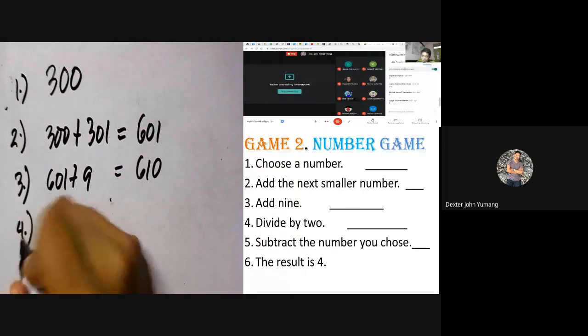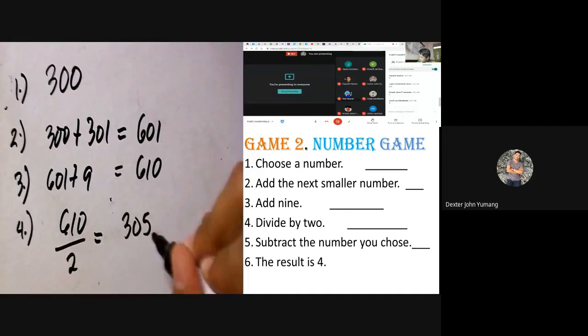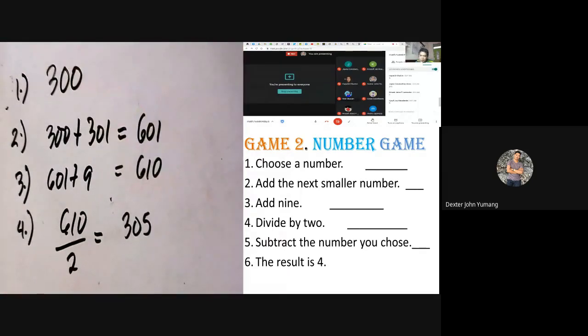Number 4. Divide it by 2. Yung 610 dito, i-divide mo daw sa 2. So, 610 divided by 2. The answer, sa akin, is 305. Okay, i-divide nyo sa 2 sa inyo. Type done pag na-divide na sa 2. Okay, type done if you're done. Na-divide na ba? Okay, done.